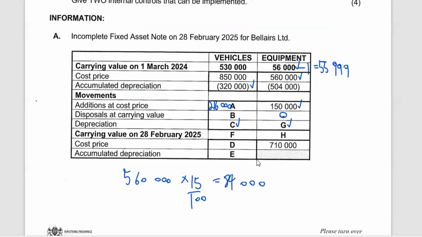Then our H, it's our carrying value at the end. We are given our cost price at the beginning, which is 710,000. Okay. Now let's get the accumulated depreciation at the end. We're going to say our accumulated depreciation at the beginning, which is 504,000.